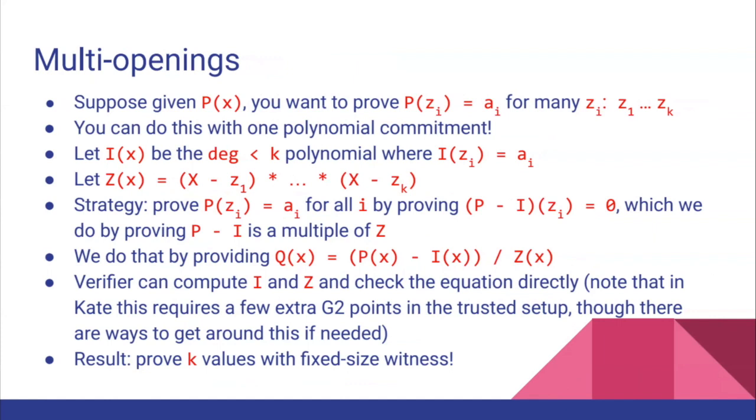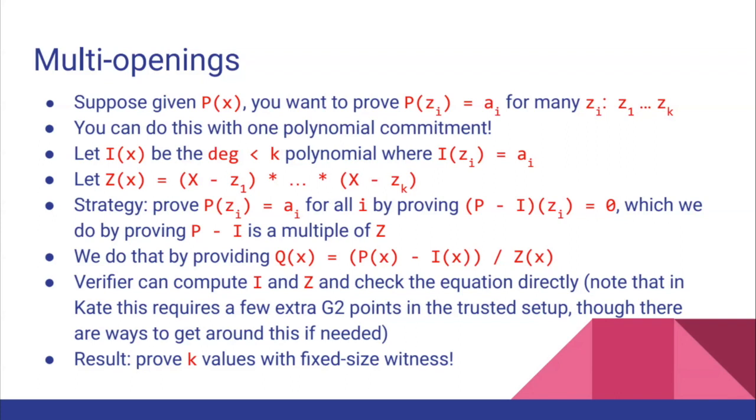And then if p actually equals 5 at 3 and actually equals 42 at 6, then p minus I would equal 0 at 3 and would equal 0 at 6. And so p minus I is going to be a multiple of Z, which is (x minus 3) times (x minus 6). And so if this thing is true, then you can provide a quotient, right? So if you provide a quotient, then as before, the quotient just proves that the polynomial equals the values that you're claiming at all of these different coordinates at the same time.